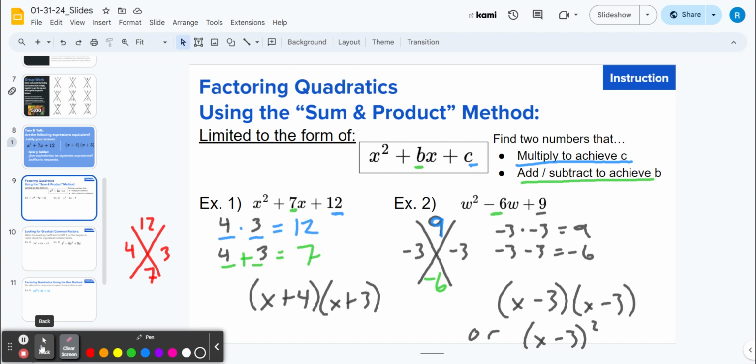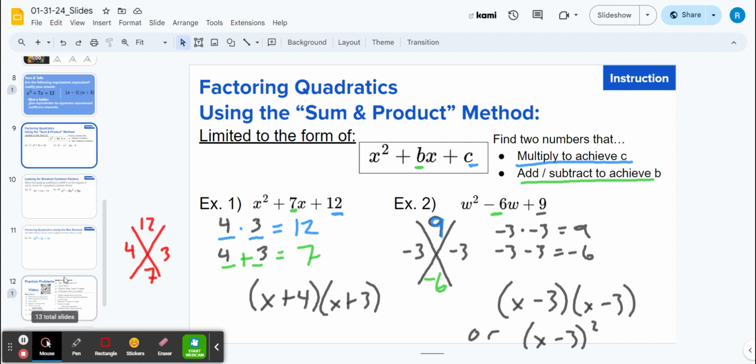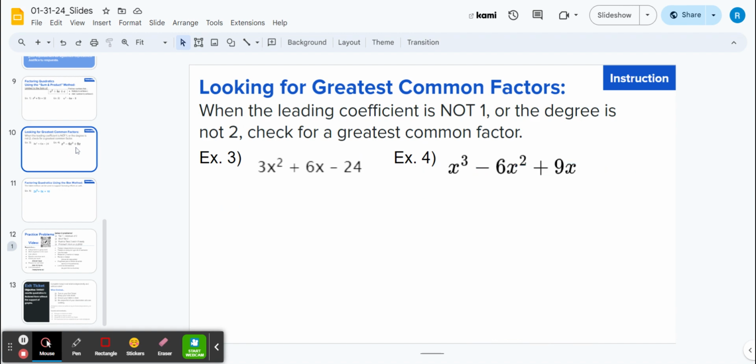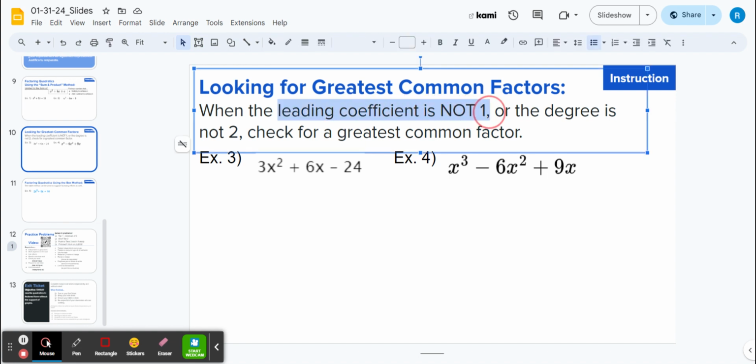Now, you've gotten a lot of practice with that at the start of class, and you'll continue to get it throughout class. But let's push our understanding a little bit more with using what's called our greatest common factors. So when we reach the outside of our limitations here, when the leading coefficient is not 1 or the degree is not 2, we can check for a greatest common factor.